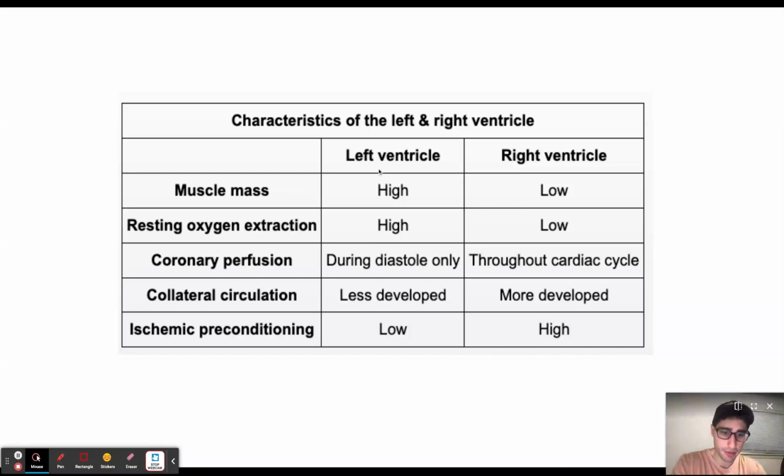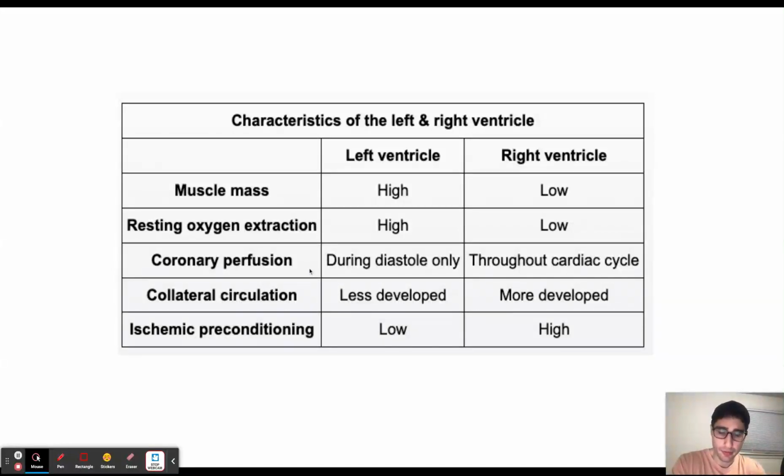Hello everyone, in this video we're going to be discussing some of the differences between the right ventricle and the left ventricle. Now the muscle mass in the left ventricle is going to be much higher than that of the right ventricle, and the resting oxygen extraction of the left ventricle is going to be much higher than that of the right ventricle. And this should make sense because the left ventricle is much bigger than the right ventricle, so as a result it is going to require a lot more oxygen to carry out its normal functions than the right ventricle because it's just so much bigger.